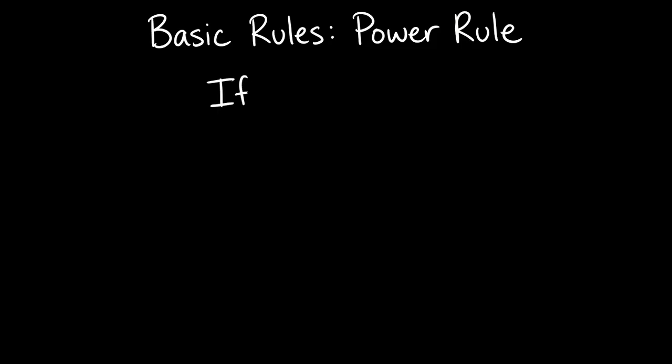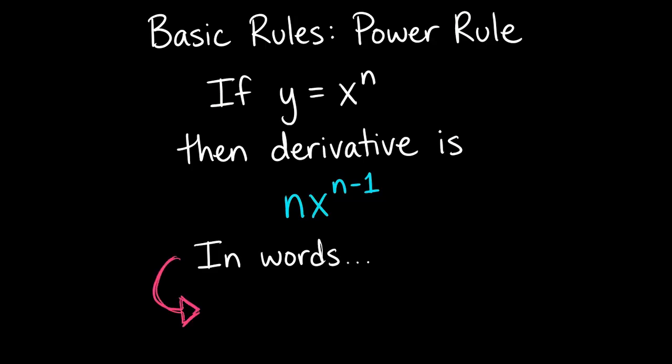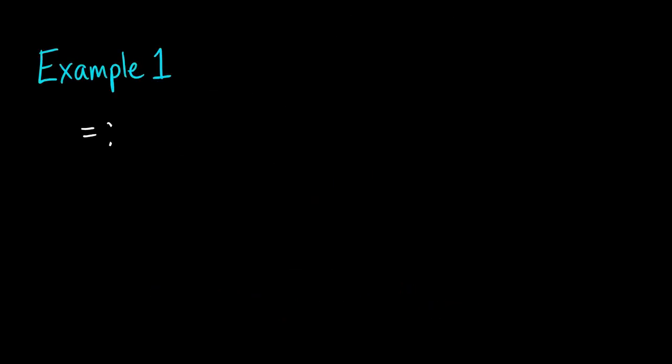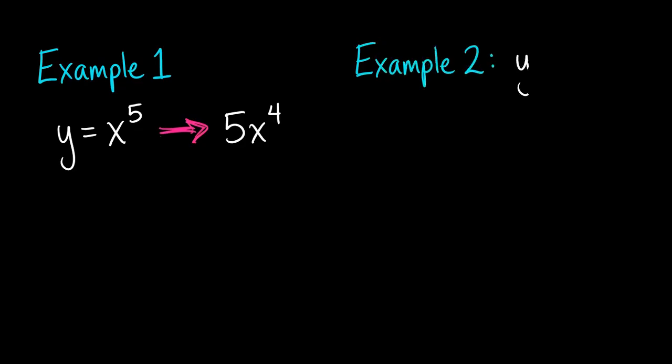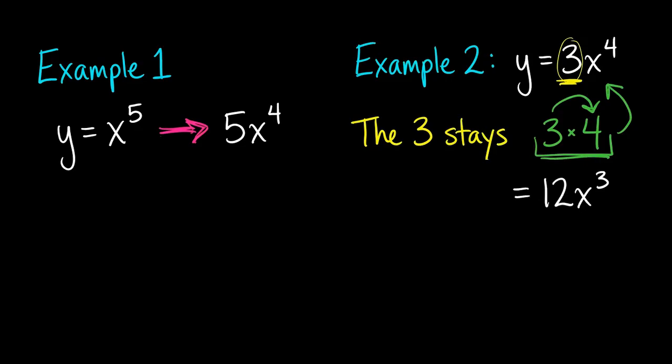Now for the basic rules. The most important one is the power rule. If y equals x to the power n, then the derivative is n times x to the power n minus 1. In words, bring the power down to the front and subtract 1 from the power. For example, if y equals x to the 5, the derivative is 5x to the 4. If y equals 3x to the 4, the 3 stays. You multiply it by the power, and you get 12x cubed.